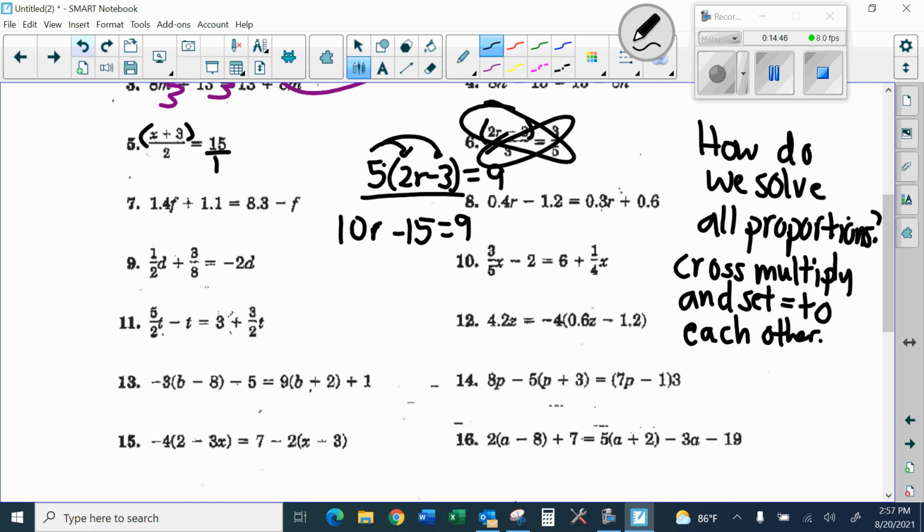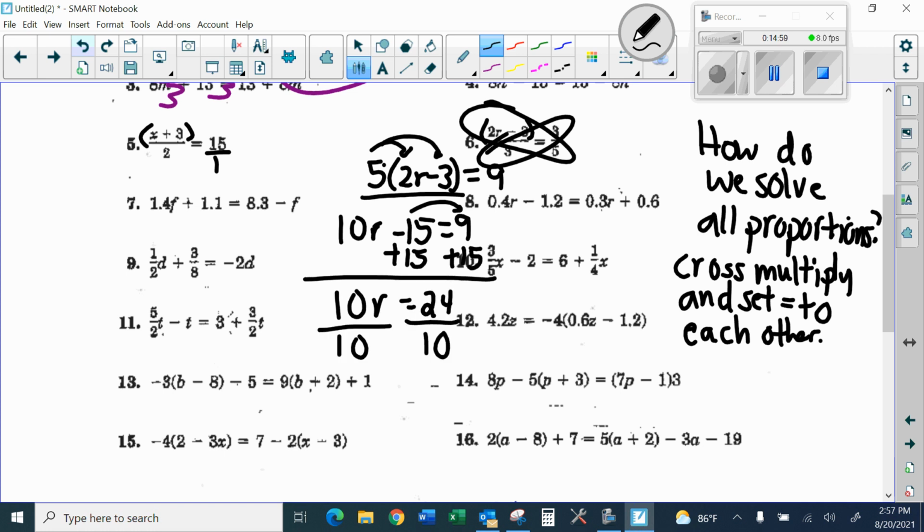Reverse PEMDAS now. Add or subtract first. So add the 15 across. 10r equals 24. Last step, divide by 10. You've been taught this over and over: when you divide by 10, all you do is move the decimal one place. So 24 would normally be 24.0. I move the decimal to the left one, so it's 2.4. You should be able to do that in your head. Okay? So there's that one. Pause the video if you need to write it down.